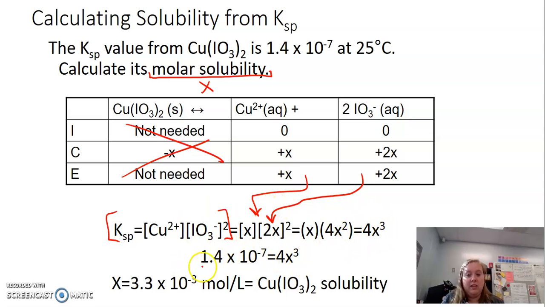Do some basic algebra, and you get that the Ksp value of 1.4 times 10 to the negative 7th is equal to 4x cubed. And then again, do some more algebra, and you will get that the molar solubility of copper 2 iodate is 3.3 times 10 to the negative 3rd moles per liter. And molar solubility is a molarity, so again, you need to put the unit of moles per liter, or if you prefer just a capital M, that's fine. And really with these solubility equilibrium questions for right now, those are really the only two types of questions that you could ask. I could ask you to find the Ksp value, or I could ask you to find the molar solubility. There's really not very many other options of the types of questions that you will see.